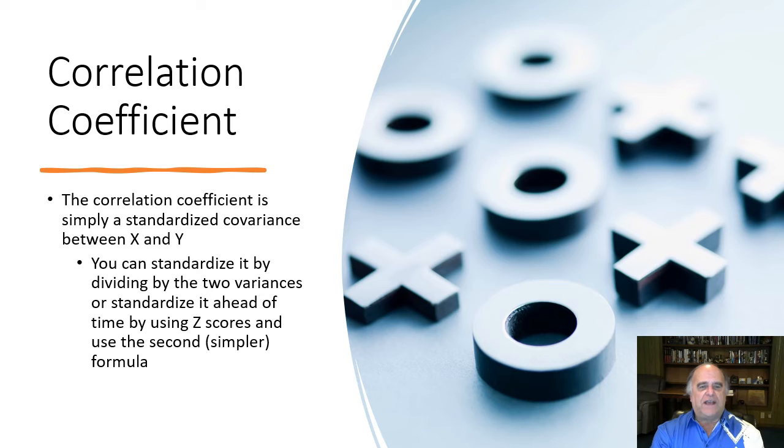Okay, again, the correlation coefficient is then simply a standardized covariance between x and y. You can standardize it by dividing by the two variances, or standardize it ahead of time by using z-scores and using the second simpler formula. So the correlation coefficient is simply a standardized covariance.